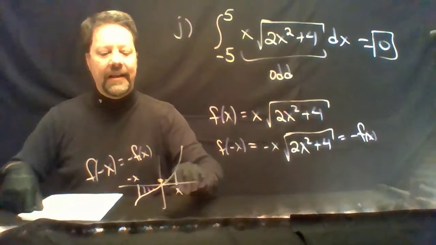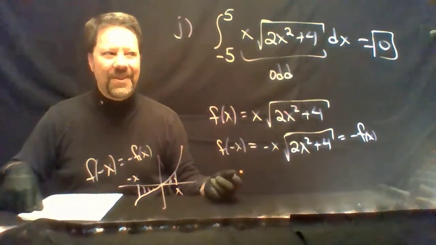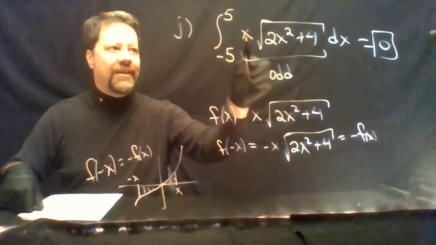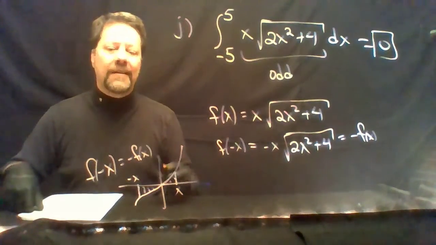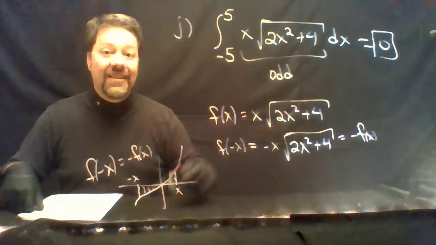Whenever you integrate an odd function from negative a to a, you get 0. So just by looking at this, you can see that the square takes a negative out here, and you get one negative pulling out front. The integrand is odd. You're going from negative a to a. You have to get 0.